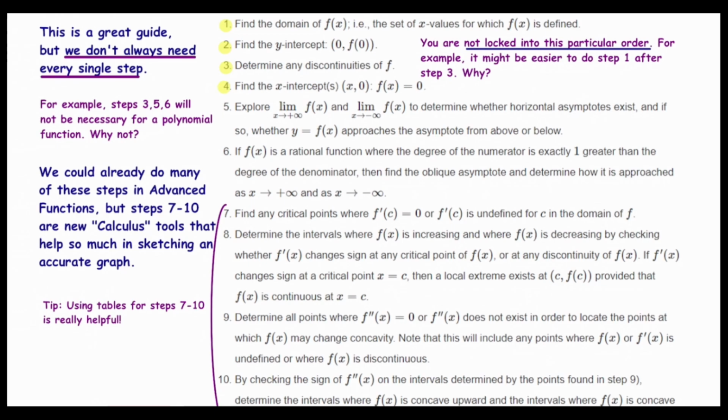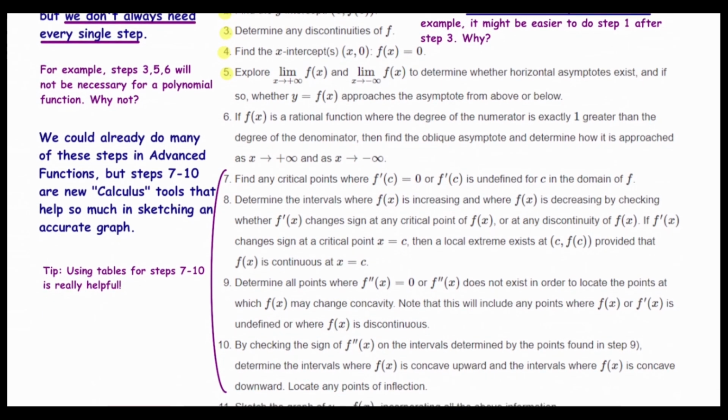Step 5, explore the limit of f of x as x approaches infinity and as x approaches negative infinity. In other words, we're determining the end behavior of our graph. So you do this to determine whether horizontal asymptotes exist, and if so, whether y equals f of x approaches the asymptote from above or below. Step 6. If f of x is a rational function where the degree of the numerator is exactly 1 greater than the degree of the denominator, then find the oblique asymptote and determine how it is approached as x approaches positive infinity and as x approaches negative infinity.